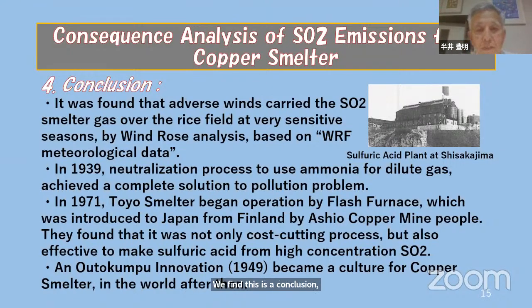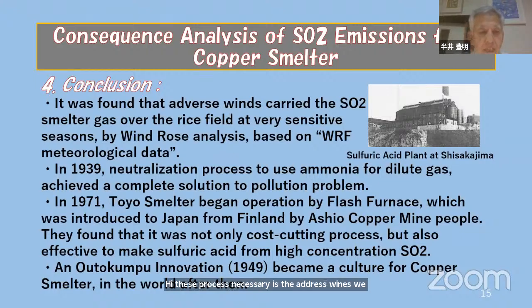It was found that adverse winds carried the SO2 smelter gas over the rice field in a very sensitive season, September, by wind rose analysis based on WRF meteorological data. In 1935, the neutralization process with ammonia gave the complete solution to the pollution problem. The reason this process was necessary is the adverse winds we analyzed now.